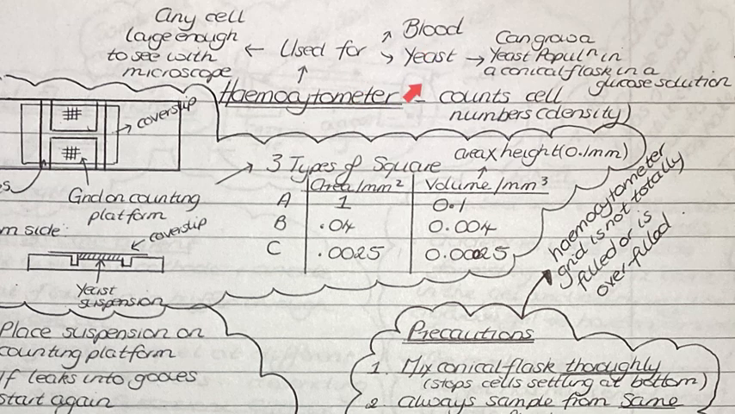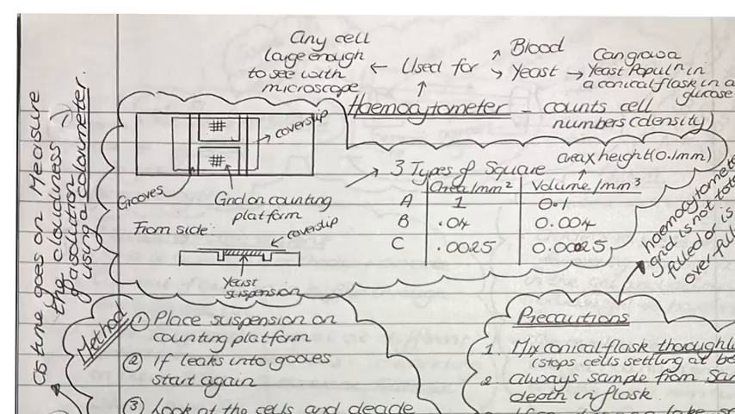It is really useful to count a yeast population. So you can grow a yeast population in a conical flask with a glucose solution, and then you can transfer that onto the haemocytometer and you can estimate the density or the number of yeast cells in a cubic millimetre.